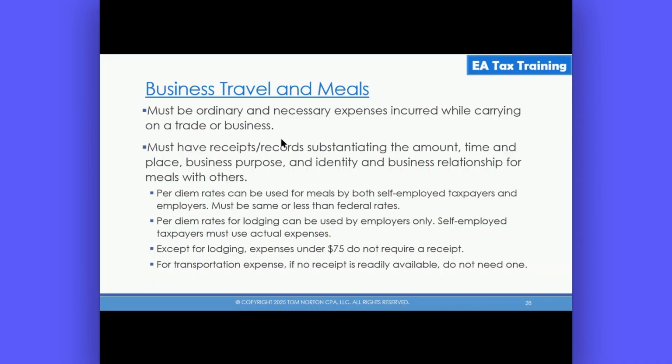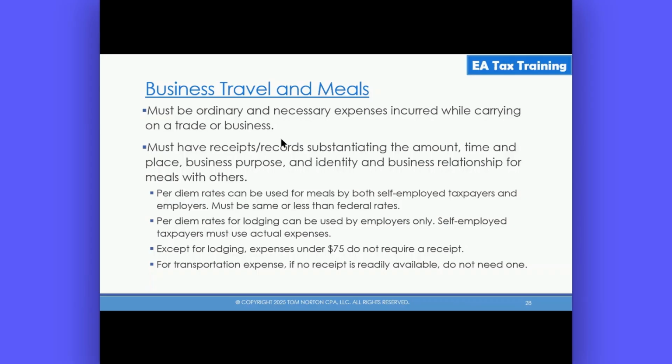Per diem rates can be used for meals by both self-employed taxpayers and employers, but they must be the same or less than the federal rates. We're going to talk about per diem rates here in a little bit. Per diem rates for lodging can only be used by employers. Self-employed taxpayers have to use their actual lodging expenses.